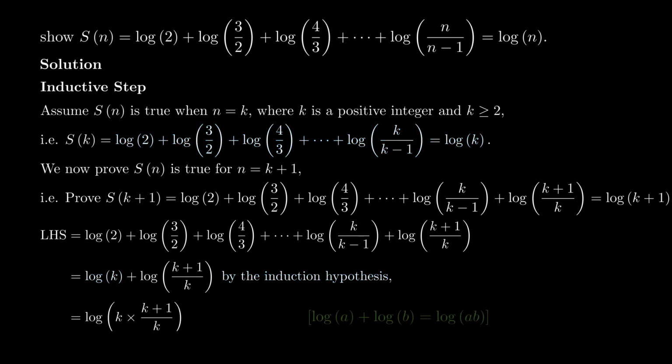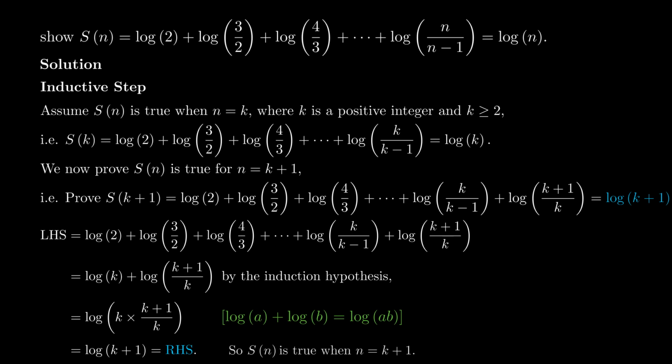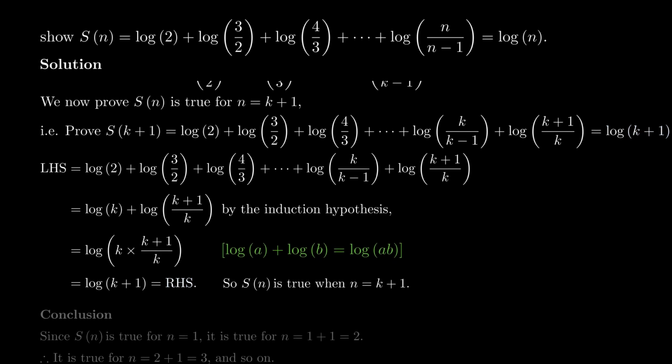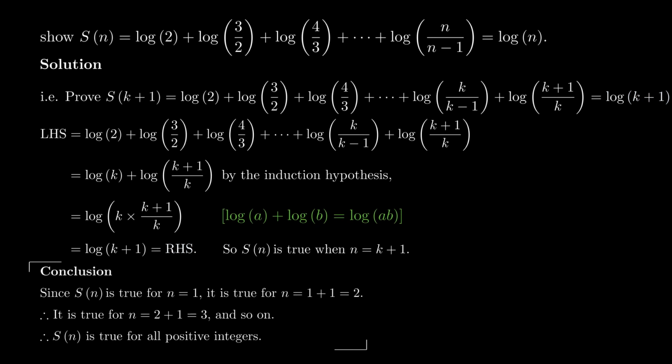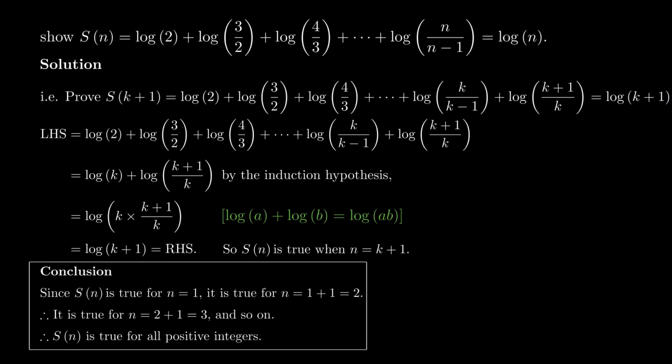Then, using our familiar log rule, that the sum of two logs is the log of the product, we get log of k times (k+1) all on k, where we can now cancel the k's. Our left-hand side is now equal to log of (k+1), which is equal to our right-hand side. And so we've shown it's true for n = k + 1. This justifies our inductive step, and we have now proved that the statement S(n) is true for n greater than or equal to 2.